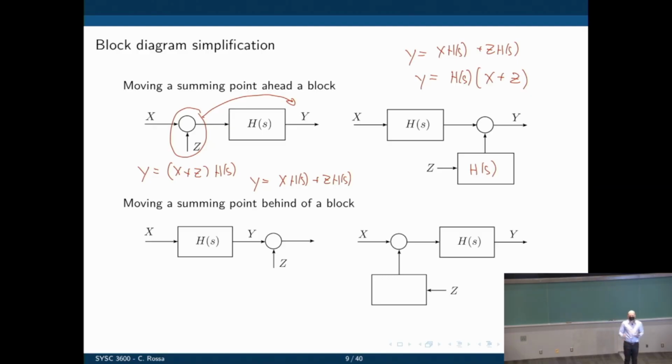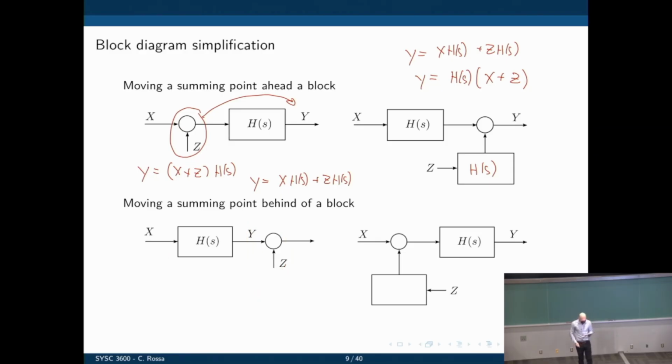Does that make sense? So you see, there is a common pattern here. When you move stuff around, we want the signals to remain exactly the same. We don't want them to change. And you do the appropriate manipulation. We add stuff whenever necessary to keep the signals the same. Now let's do the opposite. We are moving the sum behind the block. So the sum is here, and you want this sum to go over there. What do we do now?